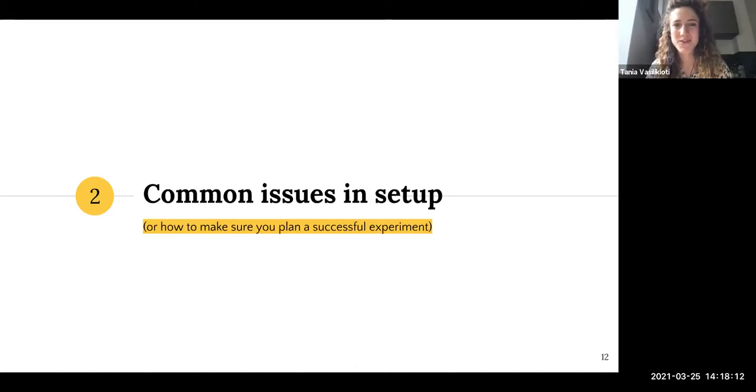Now to the juicy stuff. So some common issues in setup. I actually have a lot more content in these slides, so I'll share it afterwards if you're curious, but I chose just some bits that are perhaps more interesting for us.